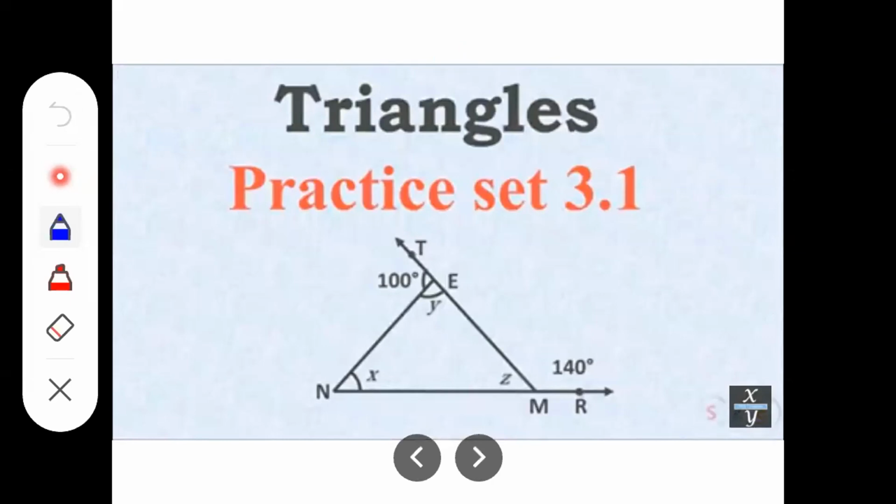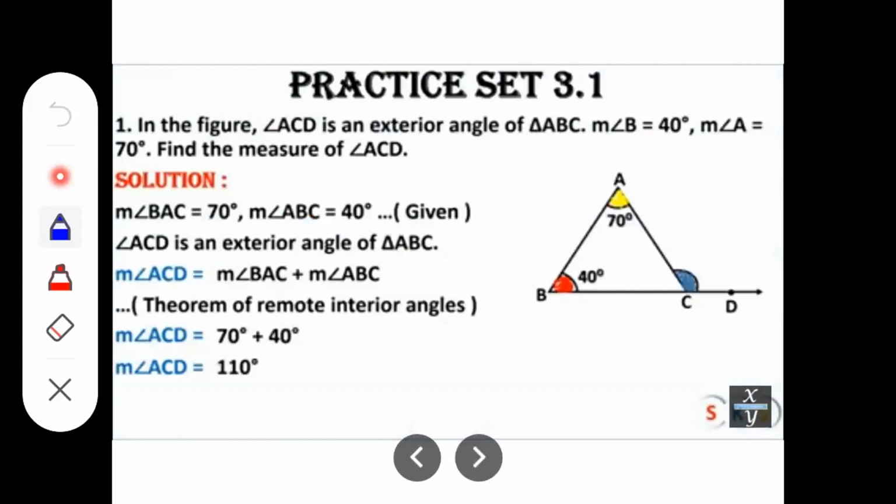Okay, so your third lesson is triangle and first practice set, that is 3.1. The examples are very easy to solve if you know the properties. Now see first example, what is given?